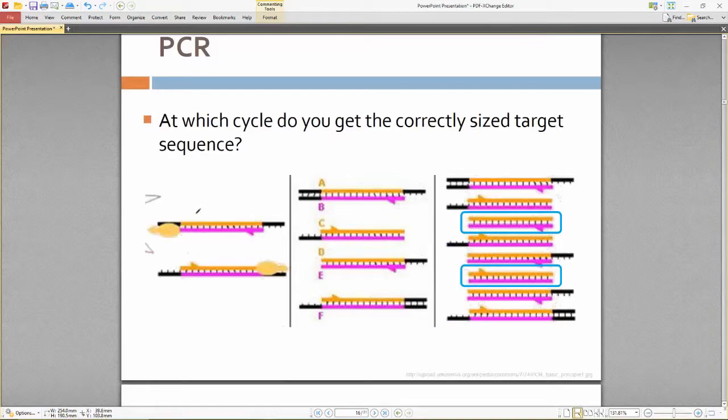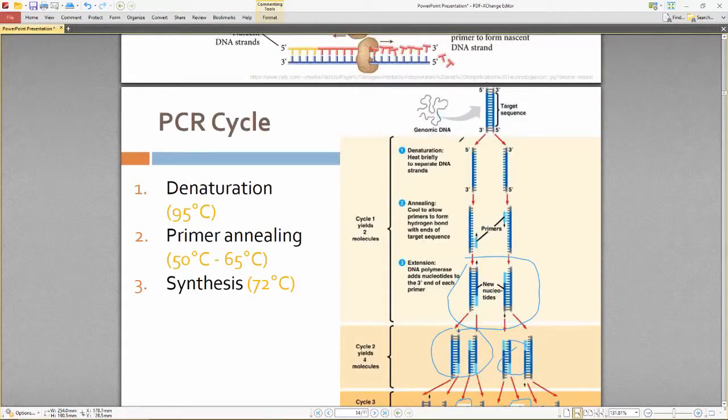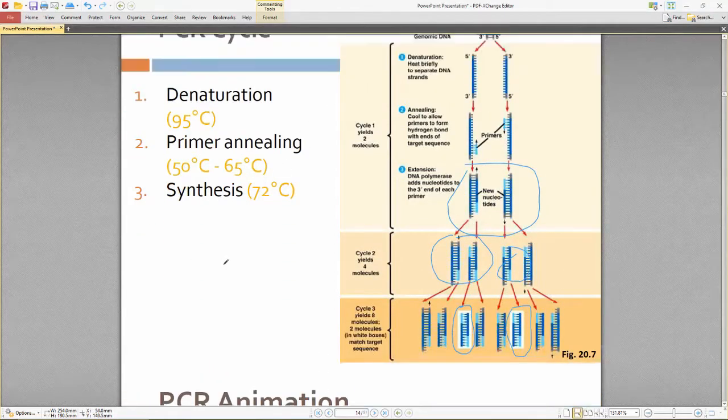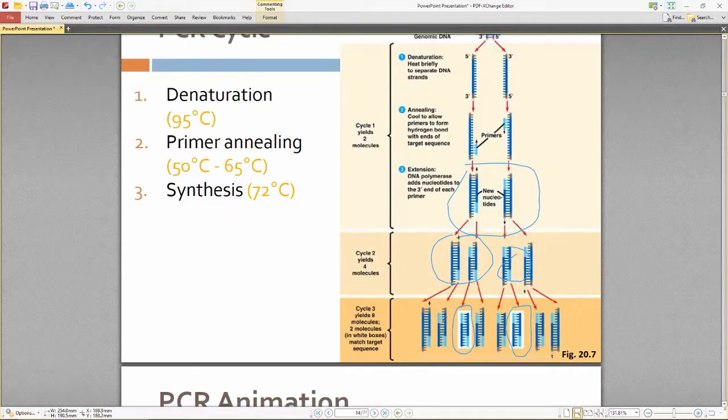So essentially, when you do PCR, you start with basically the entirety of the genome, and you have a target sequence that you want to amplify. You only want to amplify this target sequence. This is what you're interested in for PCR. It's only at step 3 that you have molecules that are the correct size, that match this target sequence without all of the other stuff.